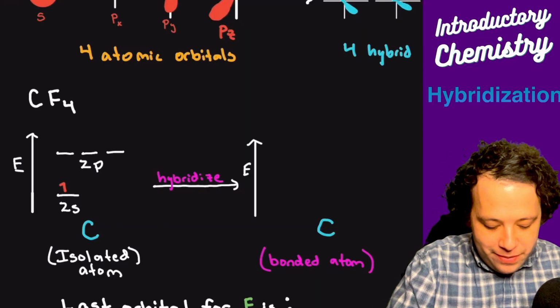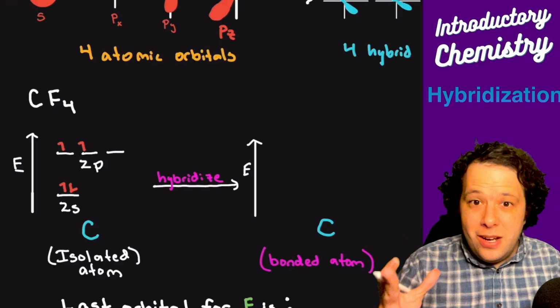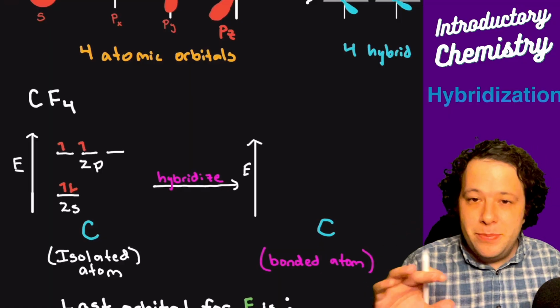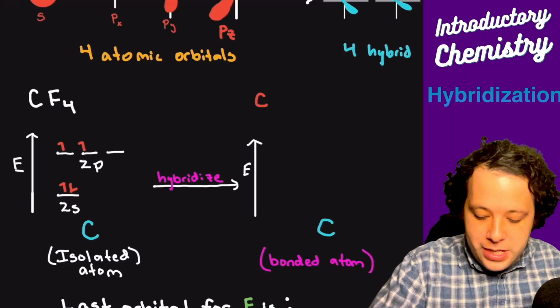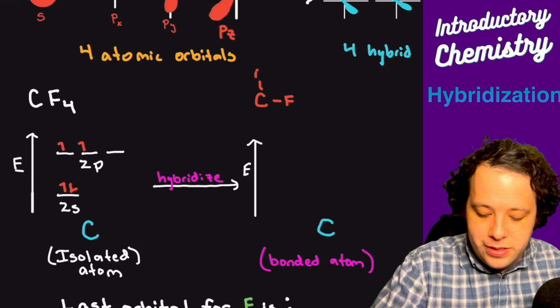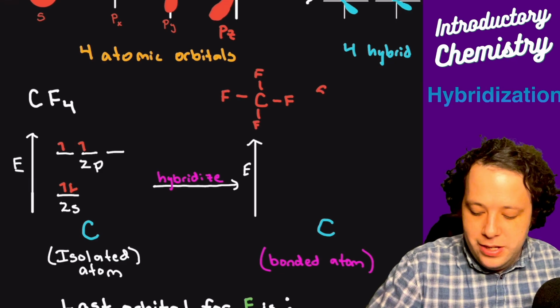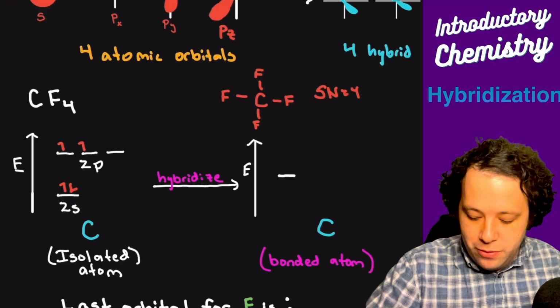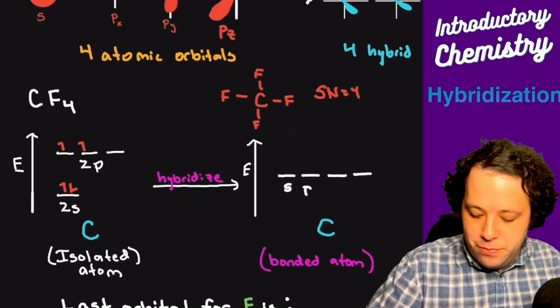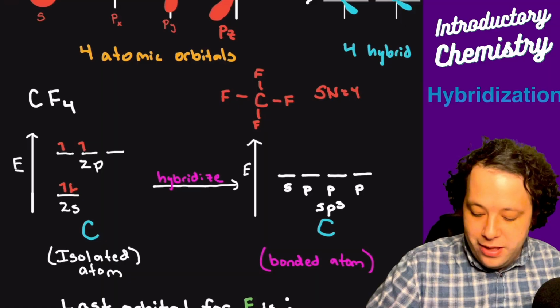All right, so carbon. Before, we had 4 valence electrons. Now we're going to be able to make the 4 bonds because we had 4 atomic orbitals. We have CF4, so the structure is going to look something like this. You need 4 bonds, steric number of 4, so we need 4 hybrid orbitals. We'll write 1, 2, 3, 4. So we have S, P, P, P, which we'll simplify to sp3.